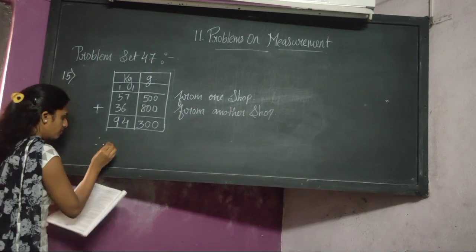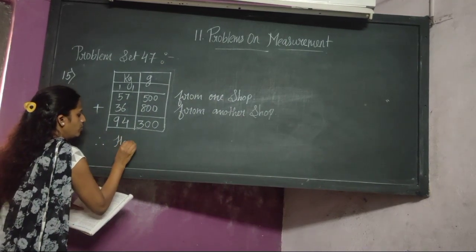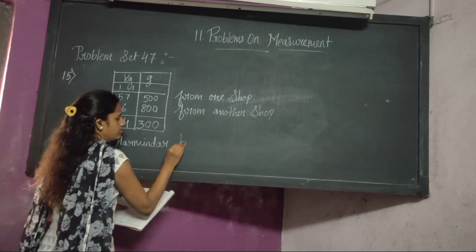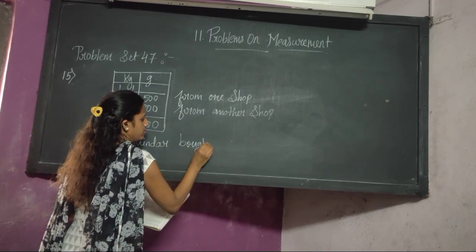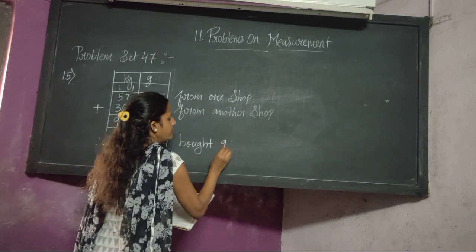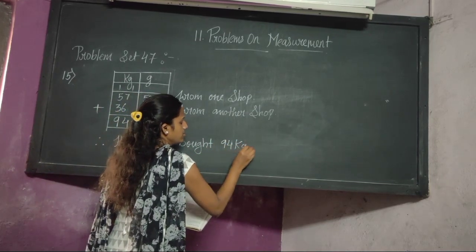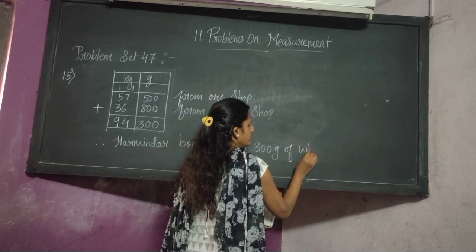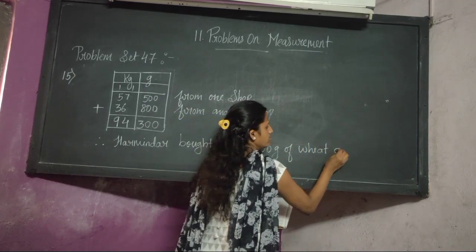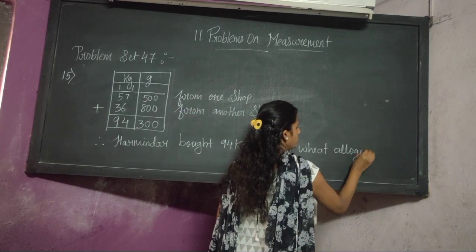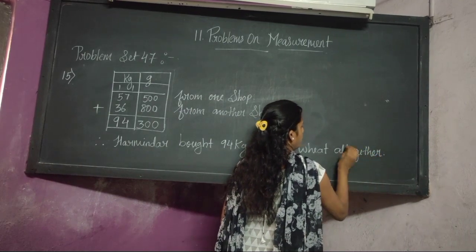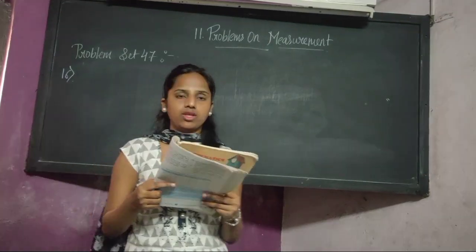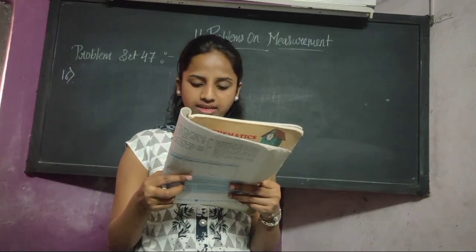Therefore, Harminder bought 94 kg, 300 gram of wheat altogether. Hope you understood this question. Okay, now let's see question number 16.